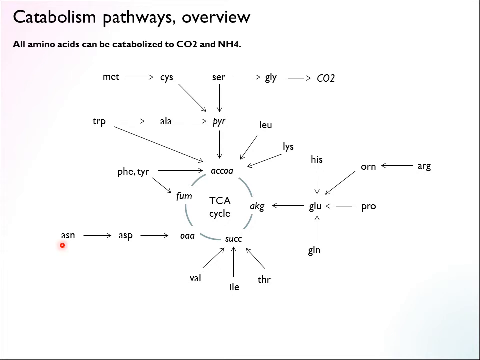So for example, asparagine can be processed to aspartate, and that can yield oxaloacetate, and then you're in the TCA cycle. Or methionine can be converted to cysteine, and cysteine can yield pyruvate, and now you're in the end of glycolysis, and you can get acetyl-CoA, and now you're in the TCA cycle, and so on. So there are routes for all of these, and if you're interested in particular amino acids, you can look these up. But it's important to know that all the amino acids are possible to catabolize. So we can really make use of all the energy that is stored in protein in terms of the carbon skeletons of these amino acids.